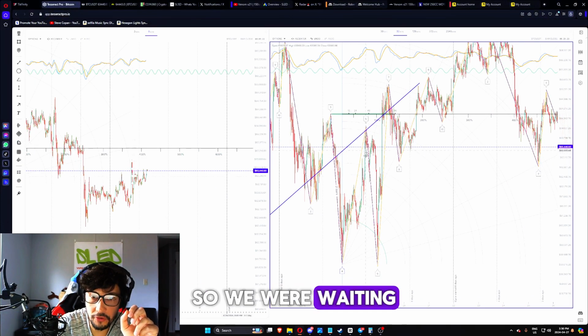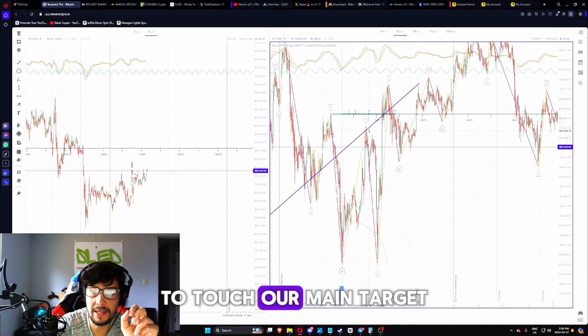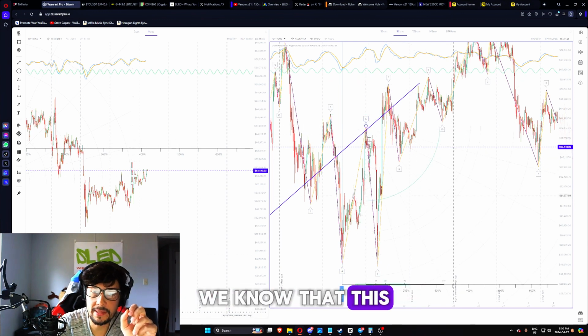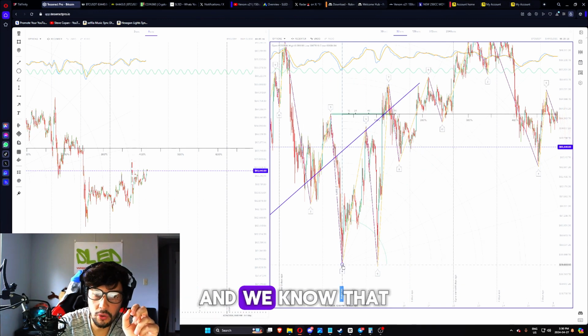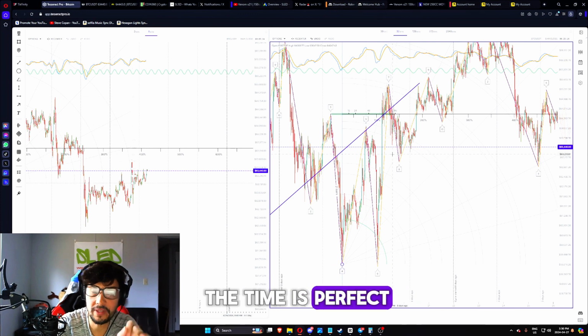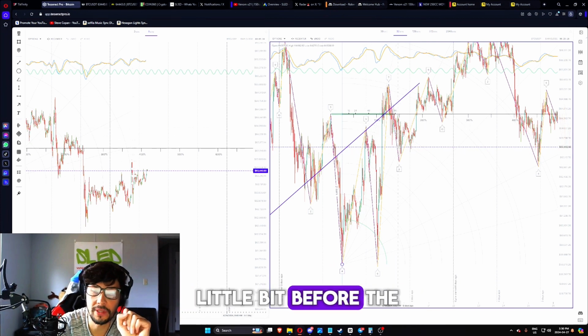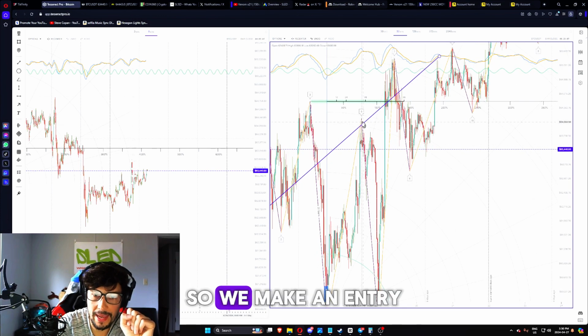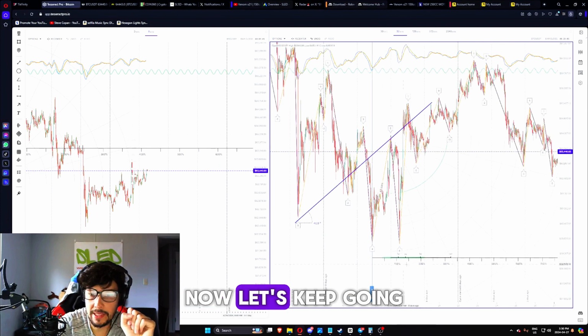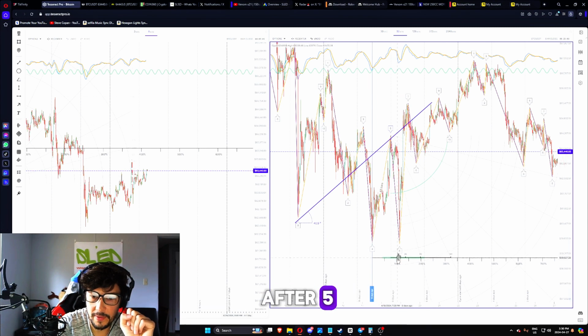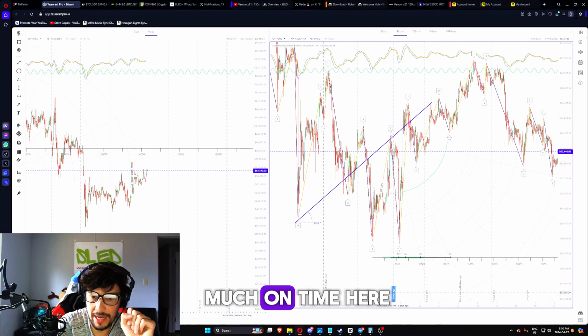So we were waiting for this candle to finish, to touch our main target. We know that this is massive resistance. And we know that the time is perfect for this turning point because we are a little bit late already. Usually it comes in a little bit before the next quadrant. So we make an entry. Now let's keep going. 6 comes in right after 5. We came in pretty much on time here. A little bit later than 18.